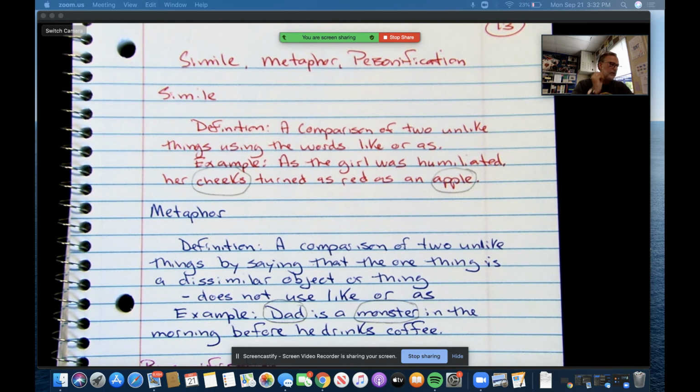Before he drinks his coffee in the morning. So hopefully you're getting time to at least get that top one done, because in a moment I'm going to move the page down so you can get personification onto your page. And again, if this is moving too fast for you, then come back and watch the Zoom recording.